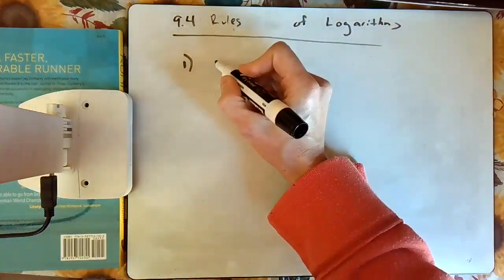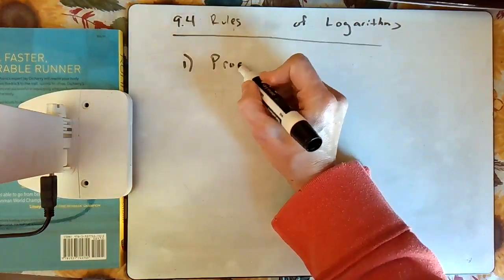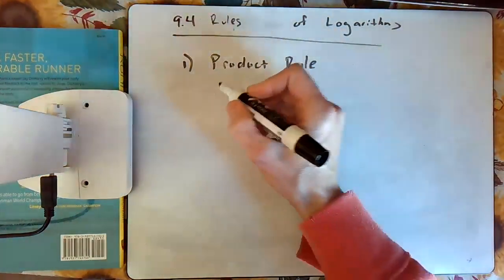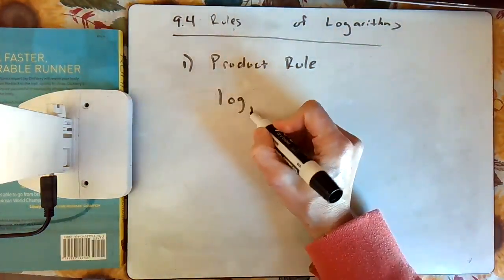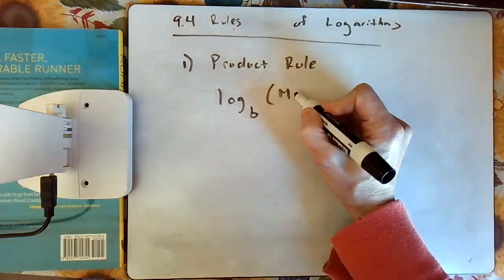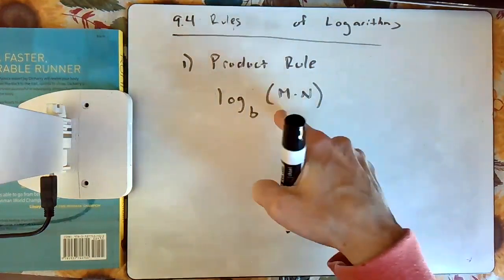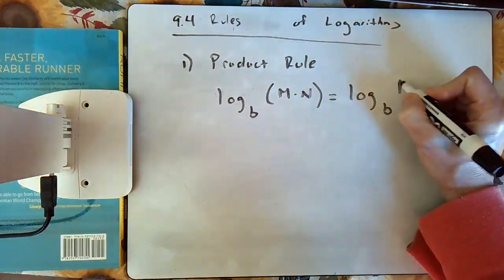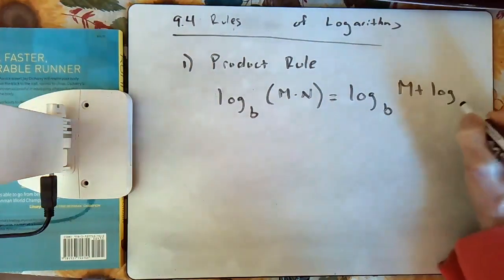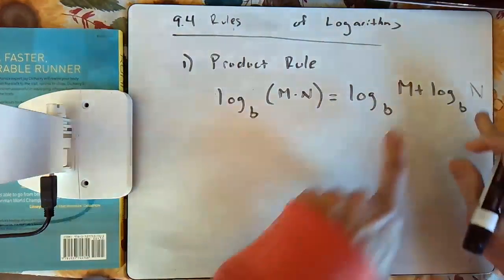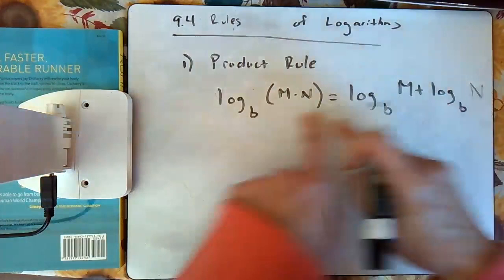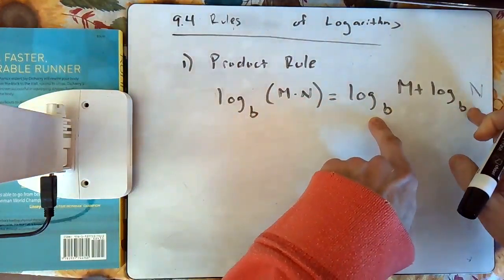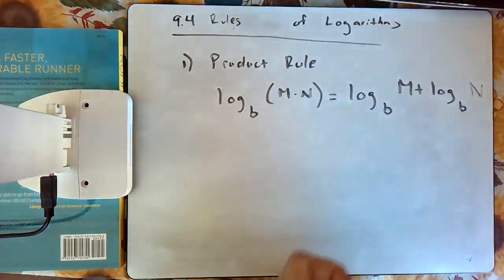The first rule is the product rule. Now, what this basically says is if I have log base b of m times n, like this, we're multiplying two different things, then we can expand it into two smaller logs via addition. Notice the base stayed the same right there, and I was able to separate this log into two different logs. So with multiplication, we expand via addition, like that. So that's the first rule.